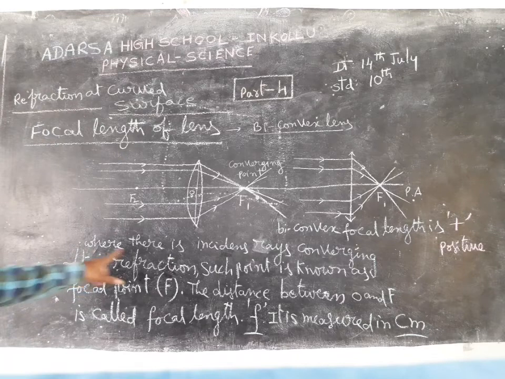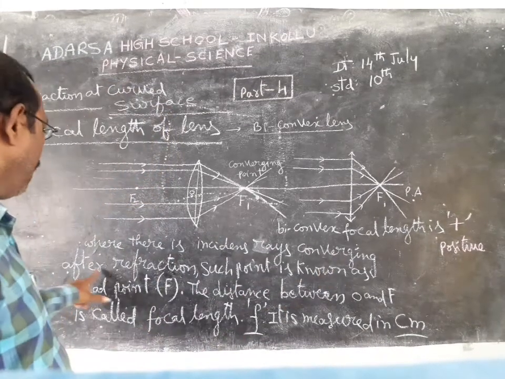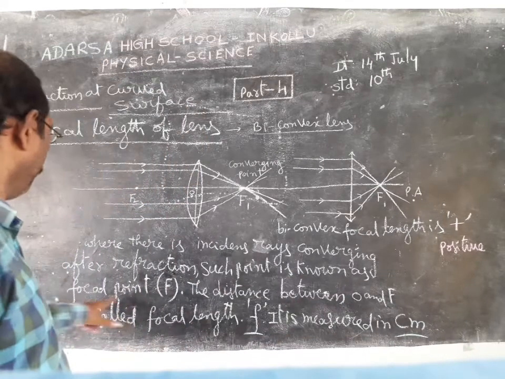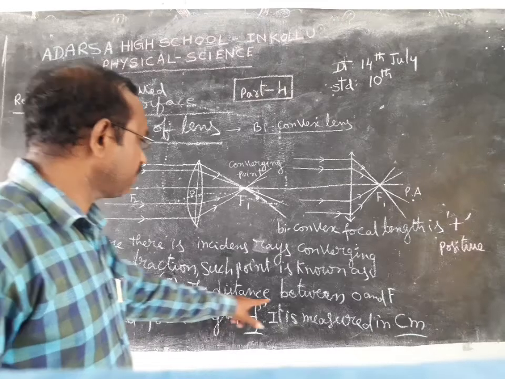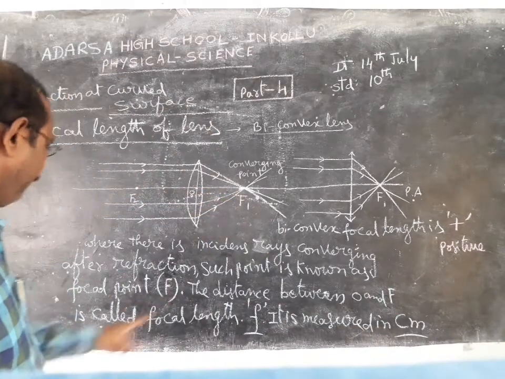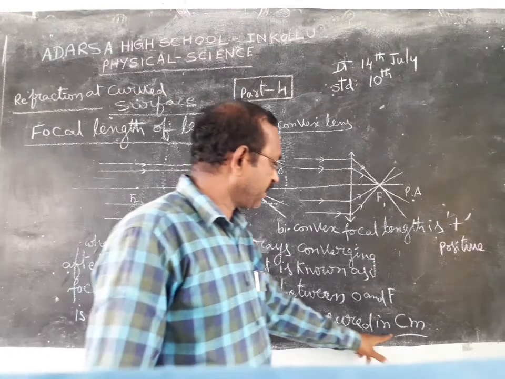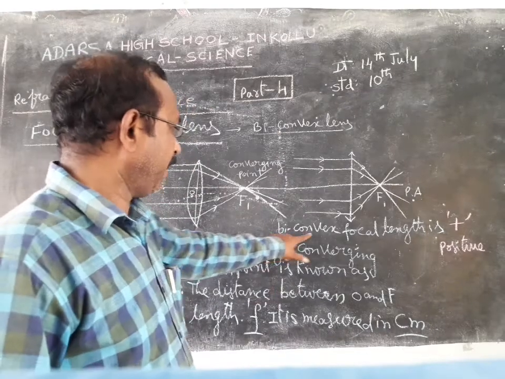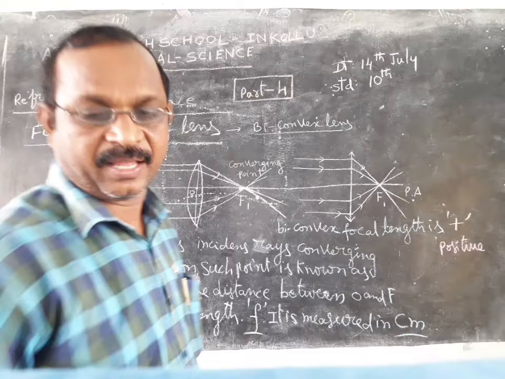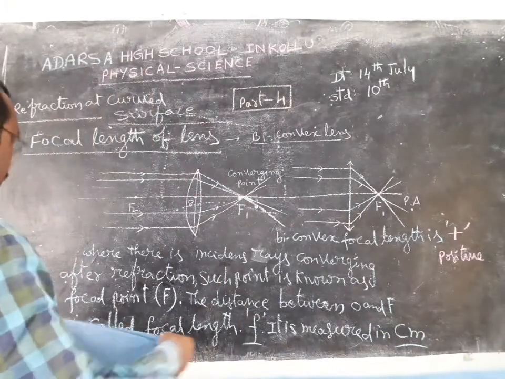Where incidence rays converge after refraction, such a point is known as the focal point. The distance between O and F is called the focal length F. It is measured in centimeters. Biconvex focal length is positive. Have you understood? Now we are going to discuss the other one.